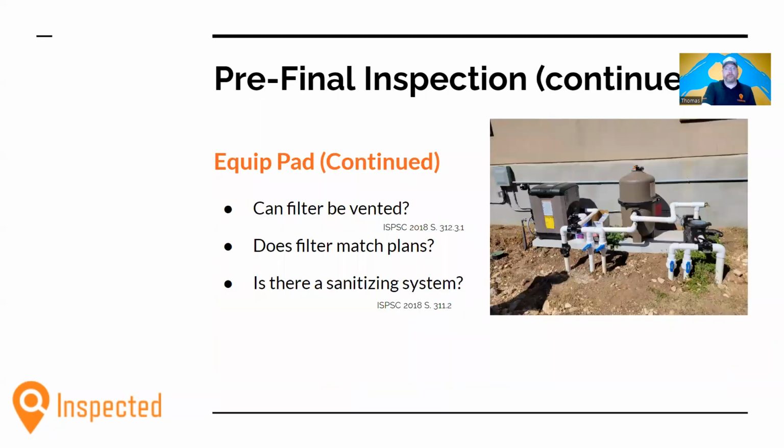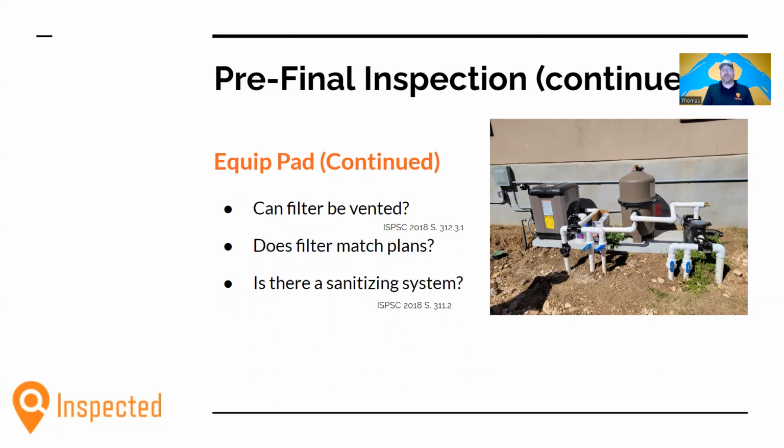So the next thing we need to look for is to make sure the filter can be vented. Most, if not all, major manufacturers' filters can be vented. And we also need to make sure it matches the plans. If your client opted for a cartridge filter instead of your DE or sand filter, the resistance to flow just went down. And if you were close on your pipes and you switch out the filter, you may run into a situation where your water is going to flow too fast. So consider that when you're changing ships midstream.